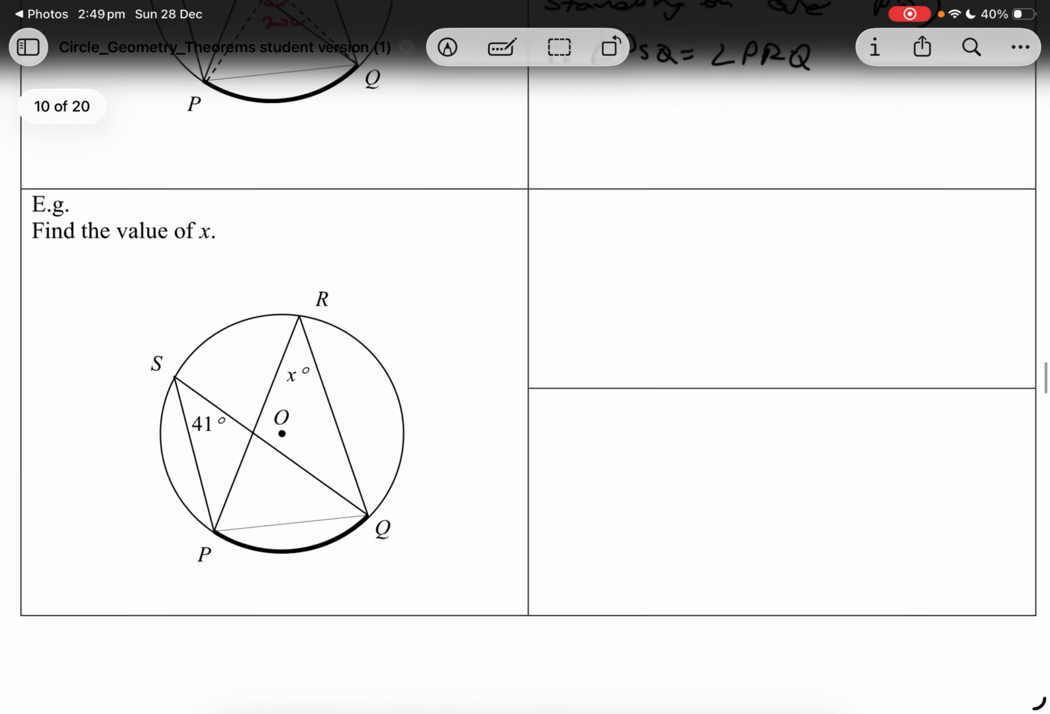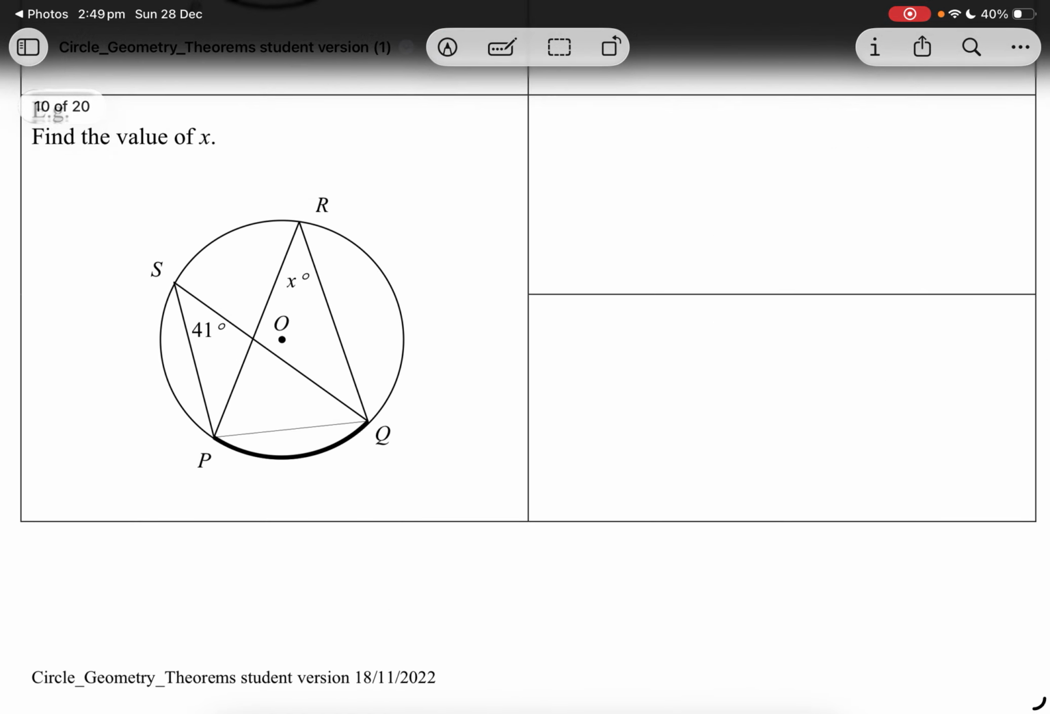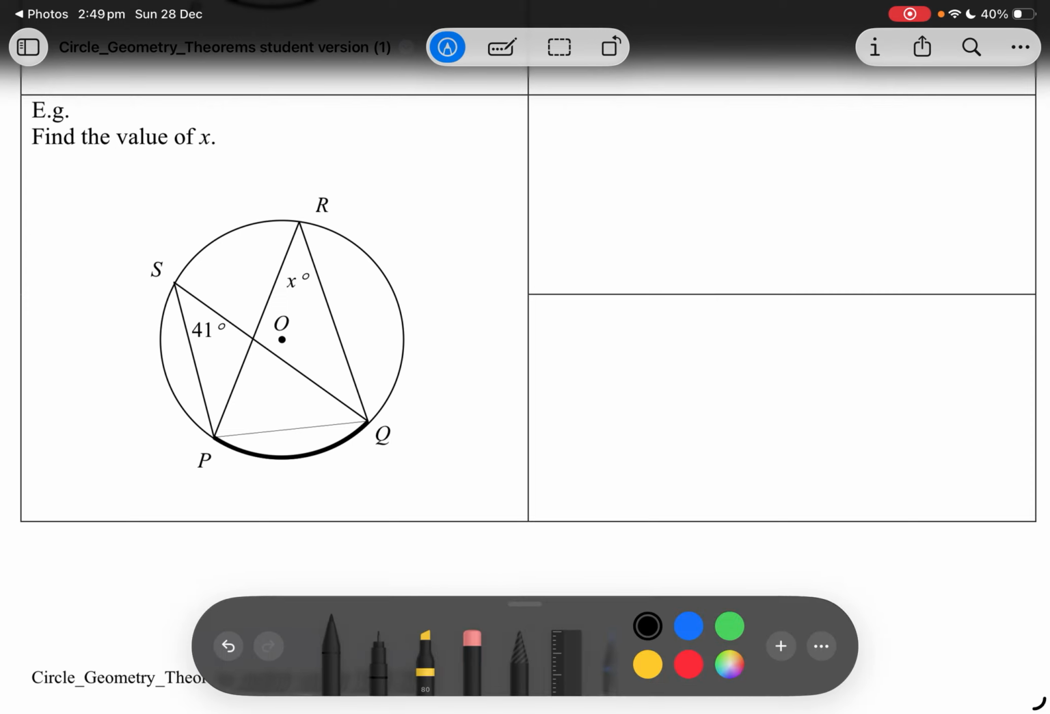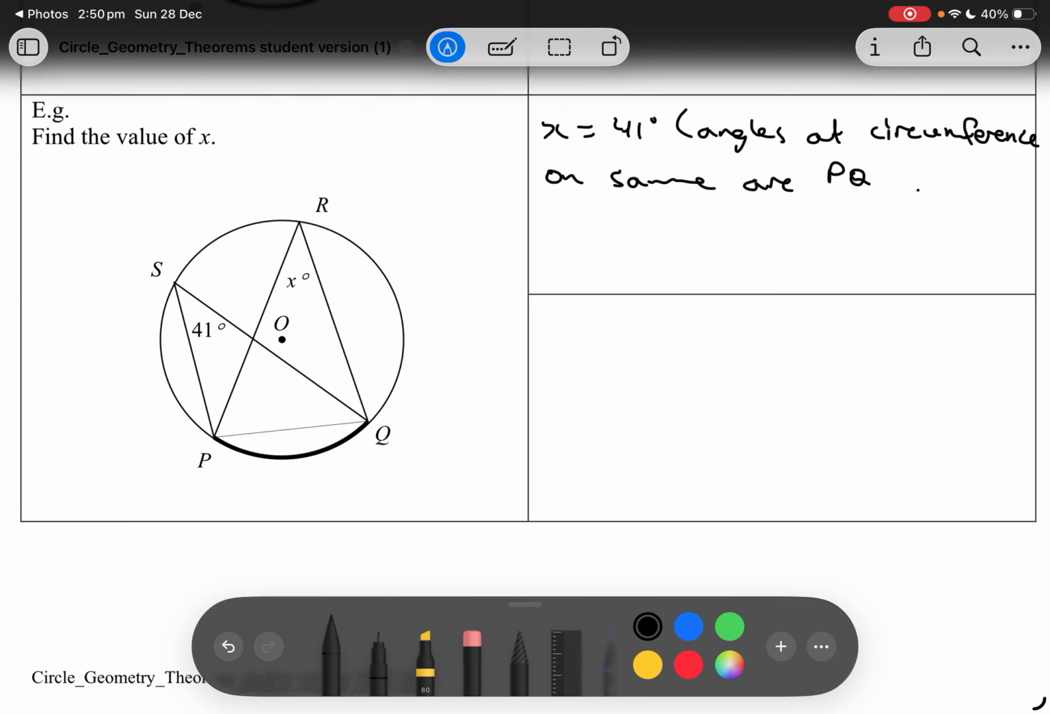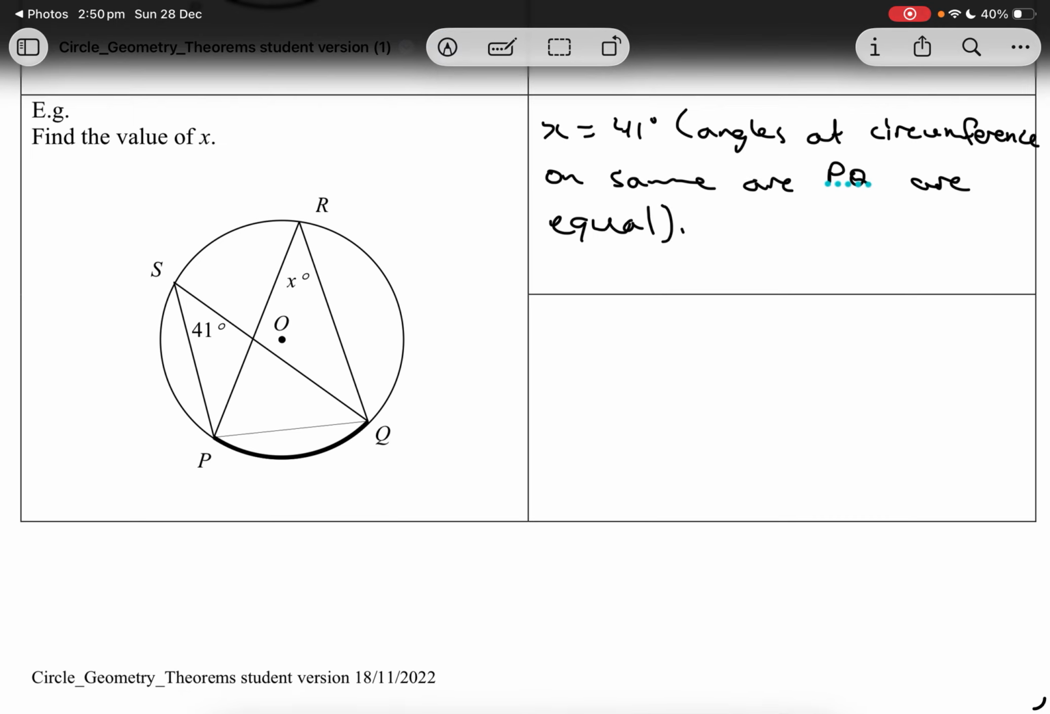Okay, moving on. Now we can find unknowns using this theorem. So here, just by looking at it, since we've just proven it, x equals 41 degrees. And we're going to give our reason: angles at the circumference on the same arc PQ are equal. And there we have it. Our x equals 41 degrees.